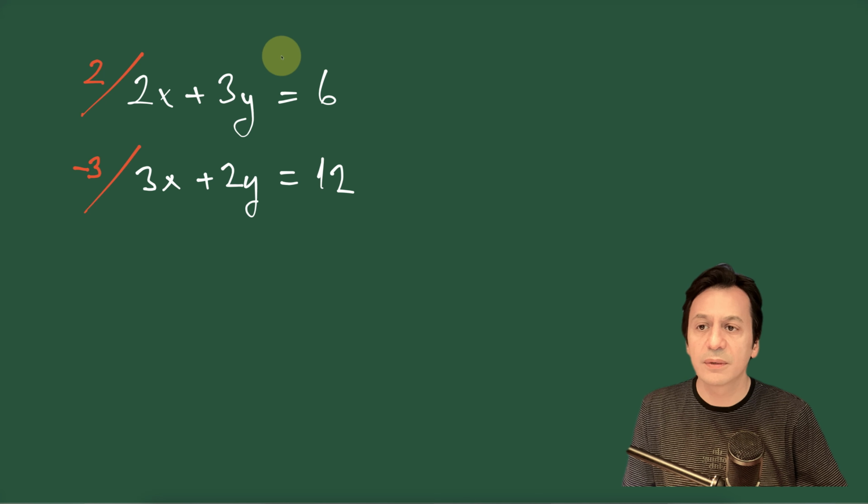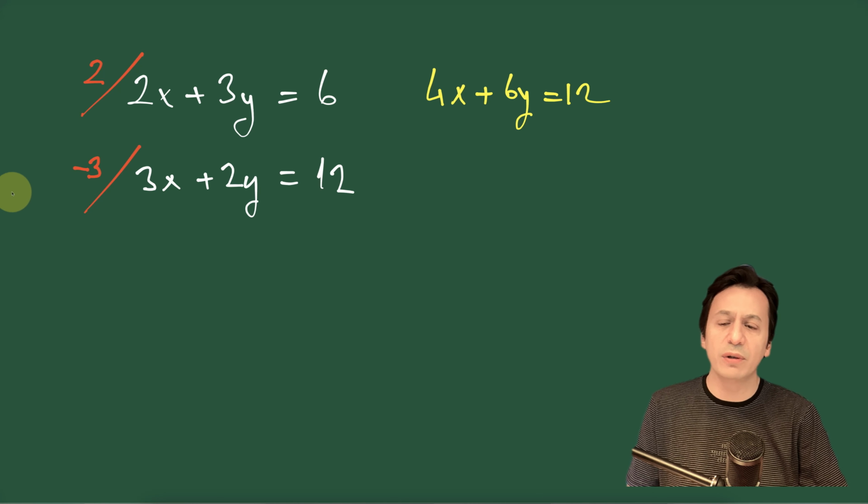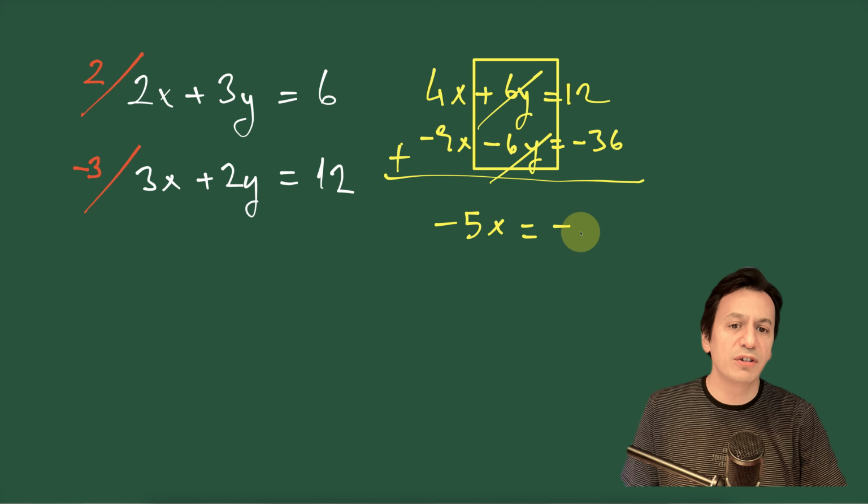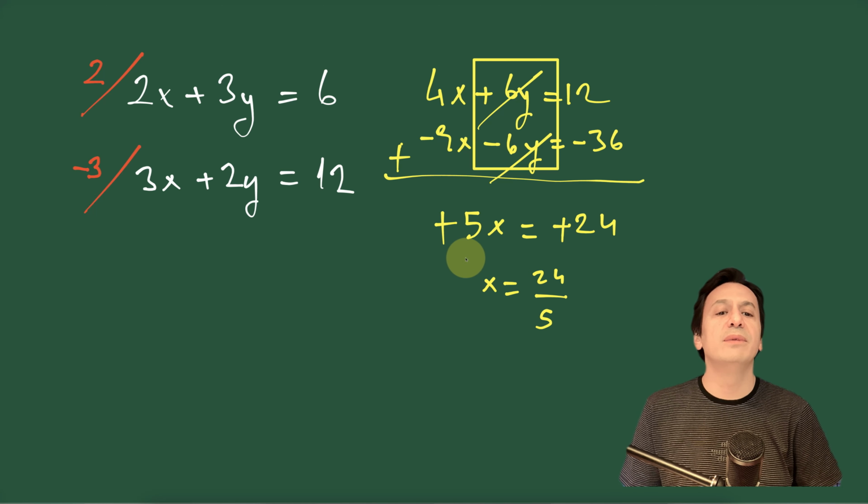Now it becomes 4x plus 6y equals 12, right? I multiply everything by 2 here, and I will multiply everything by minus 3 here. Minus 9x minus 6y equals minus 36. You see this? Now I can eliminate this part of the equation. I will add them up. These will eliminate each other. Now minus 5x equals minus 24. This means x equals 24 over 5, as these minuses will eliminate each other.